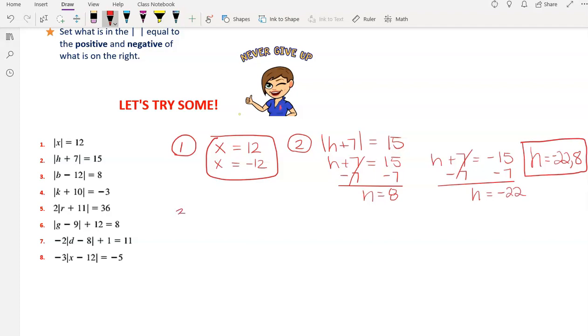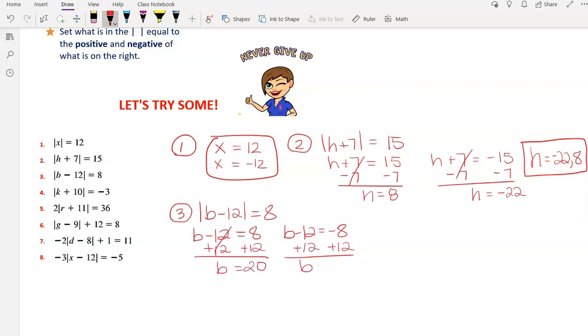Okay, we'll move on to number 3. The absolute value of B minus 12 is equal to 8. You always take what is inside the bars. I looked at it. There's nothing else with my bars, so I'm good to go. And then I set it equal to the positive and set it equal to the negative of the right side. And then I solve my one-step equation. So now we have our final answer that B is equal to 4 and 20.